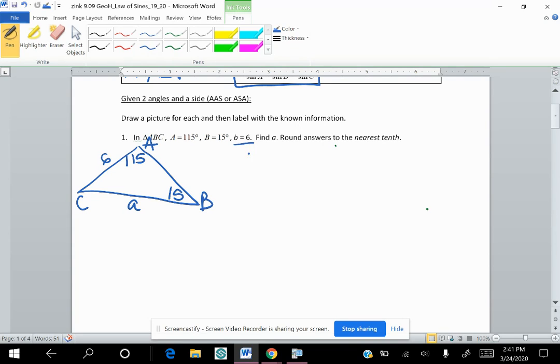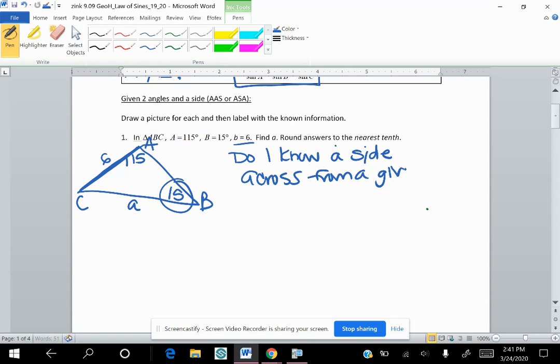So first thing I'm asking myself is, do I know a side across from a given angle? And the answer is yes, I do. I know side B and I know angle B. Therefore, I'm going to use law of sines.